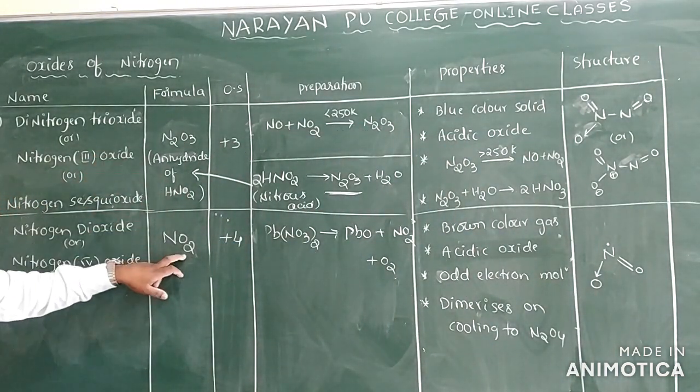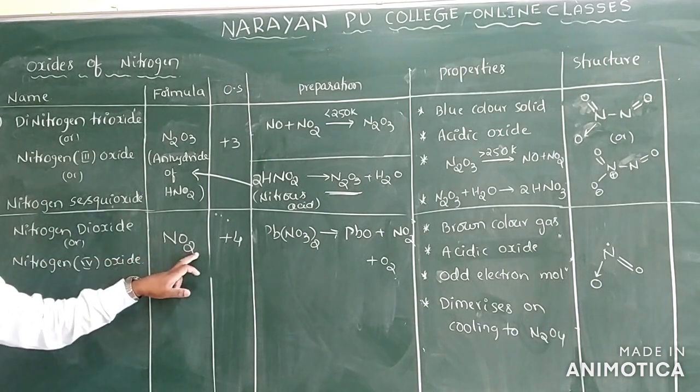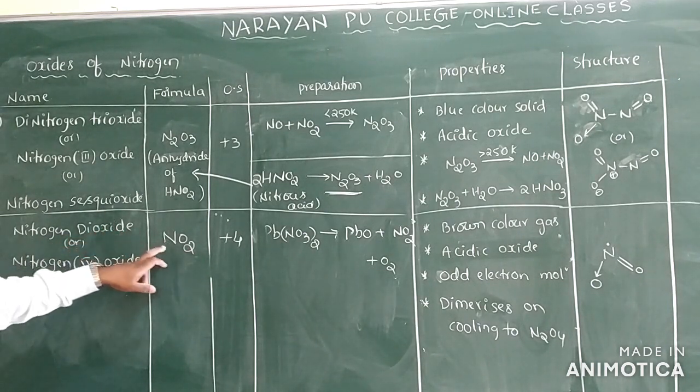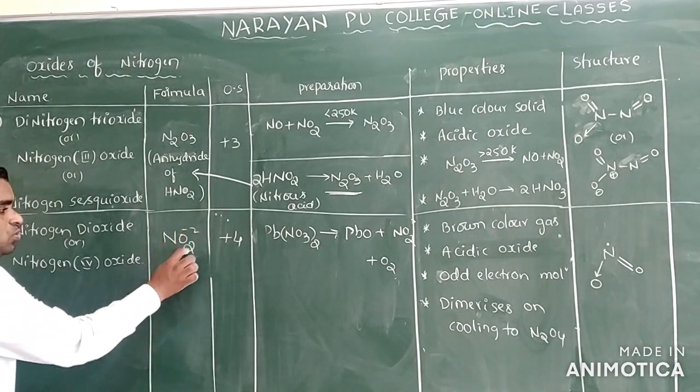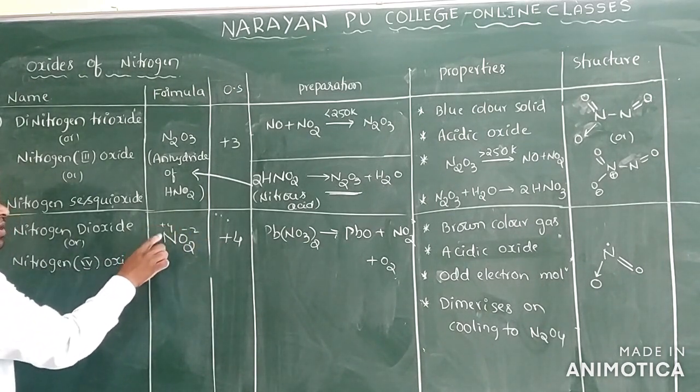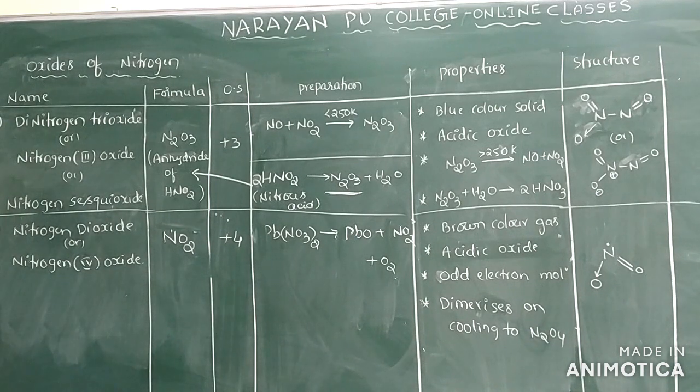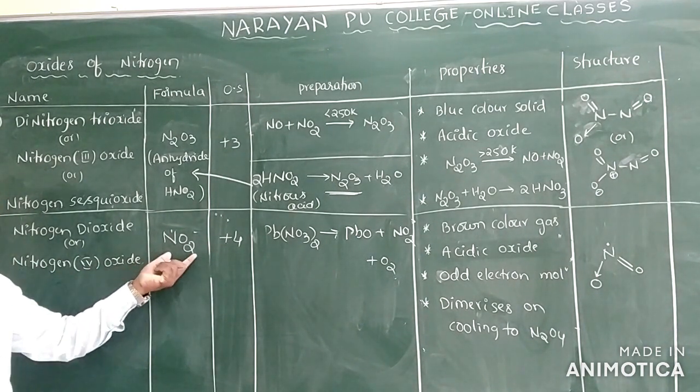And the next one, the fourth one, is NO2, nitrogen dioxide. Clear? Nitrogen dioxide. What is the oxidation number here? Oxygen is minus 2, 2 into 2 is minus 4. Minus 4 means nitrogen should be plus 4. That is the oxidation state. Clear? It can also be called nitrogen(IV) oxide.